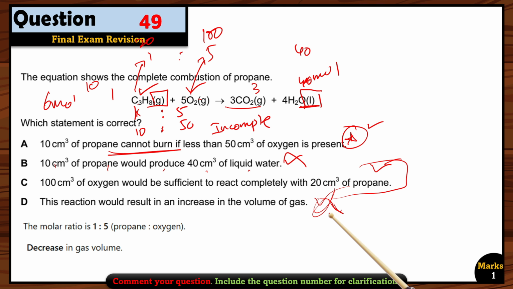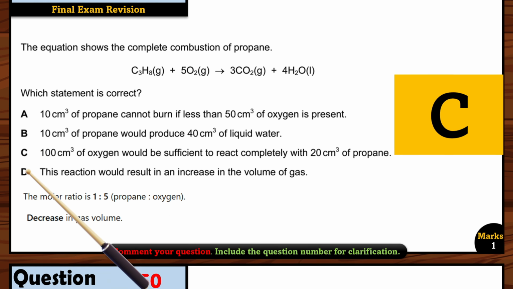So we are only left with option C. So option C is exactly the right option. This option has ambiguity. Why? Because they have used the words cannot burn. It will burn, but it will be incomplete combustion. So if you compare both of them, C is the best option. That's why option C is the right option.